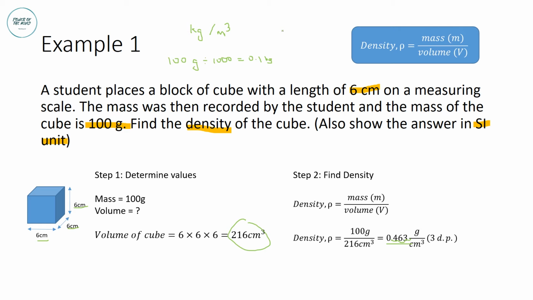Alright, next you have to convert the volume into meter cube. So 216 centimeter cube, to convert to meter cube is, you have to convert the 6 cm into meters. So 6 cm convert to meters is 0.06 meters. So 0.06 meters times 0.06 times 0.06, you will get your answer 0.000216 meter cube. So this is your volume in meter cube. So these are the 2 values that you have obtained. So you just substitute these 2 values into the density and you will get your answer. As simple as that.